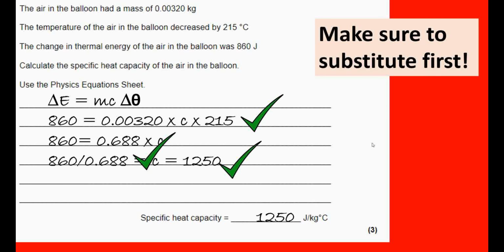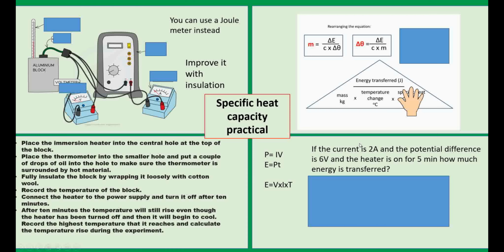Okay, next, your specific heat capacity practical. I've blocked out a number of different pieces of equipment. I'd like you to write down what they are and what they're used for in the experiment. You could use a joule meter instead of these 3 things. A joule meter directly measures energy, but it's not as accurate as using these 2 pieces of equipment. You could improve it by adding insulation. Where would you add the insulation?